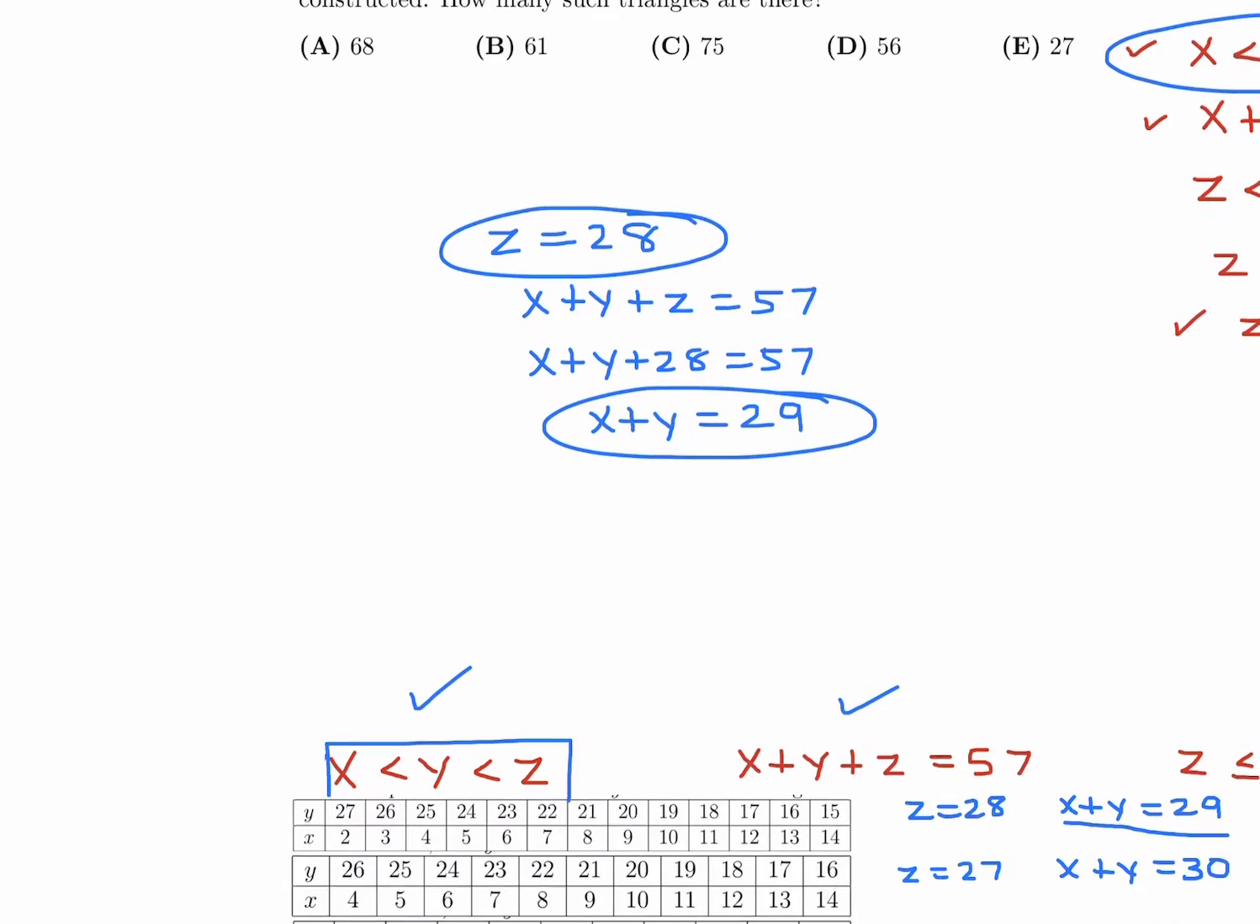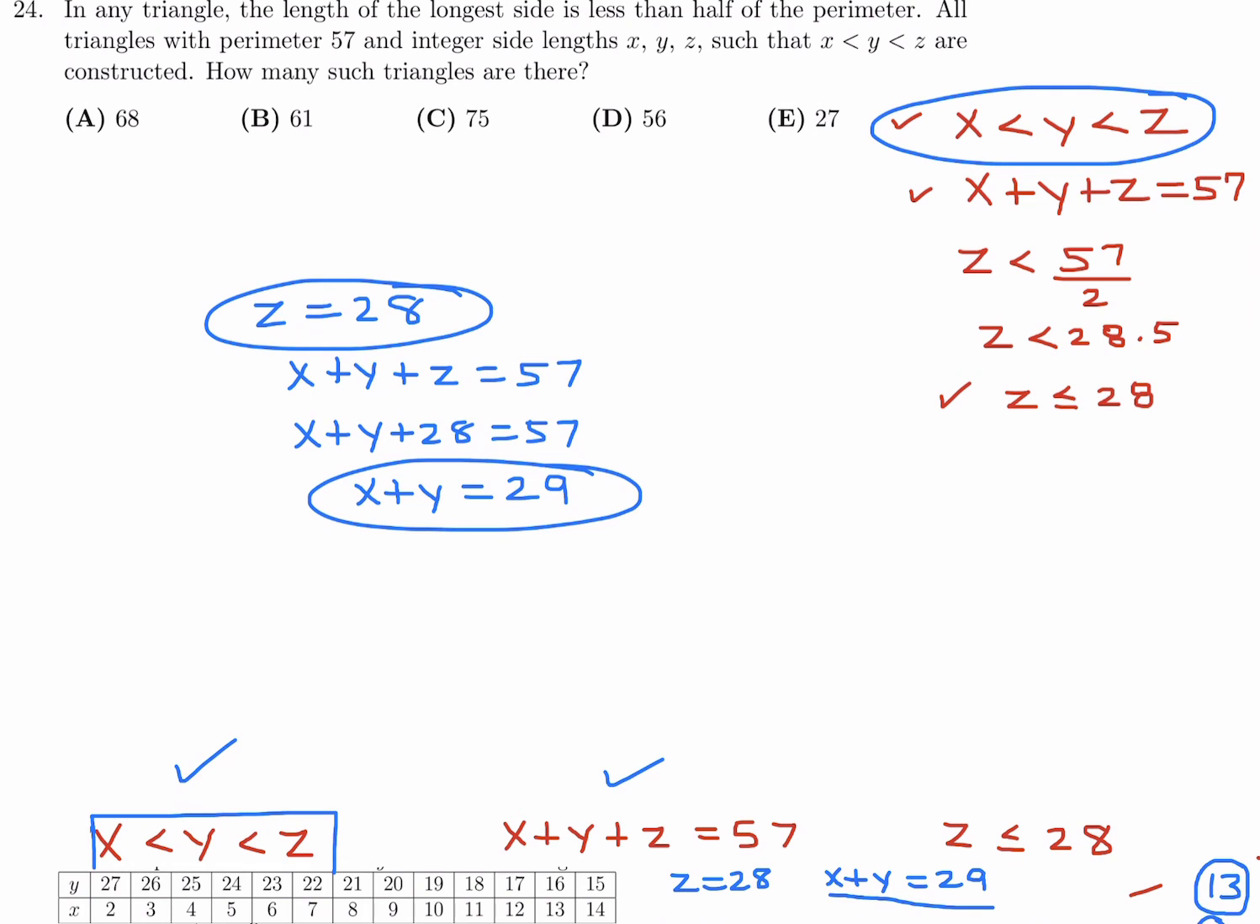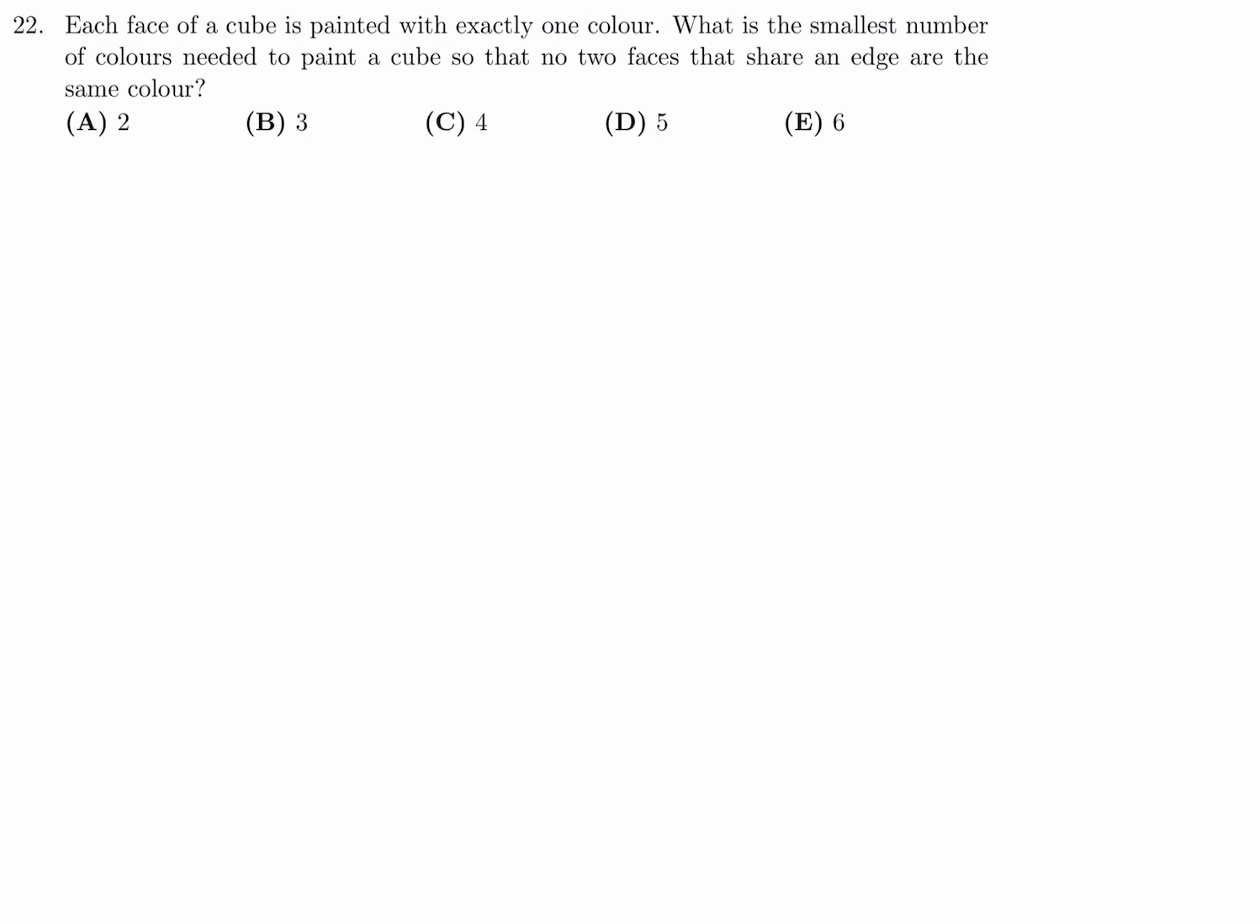61 for this question, and that means number 24, the answer is B. Each face of a cube is painted with exactly one color. What is the smallest number of colors needed to paint a cube so that no two faces that share an edge are the same color? Well, let's draw a cube and let's talk about this.